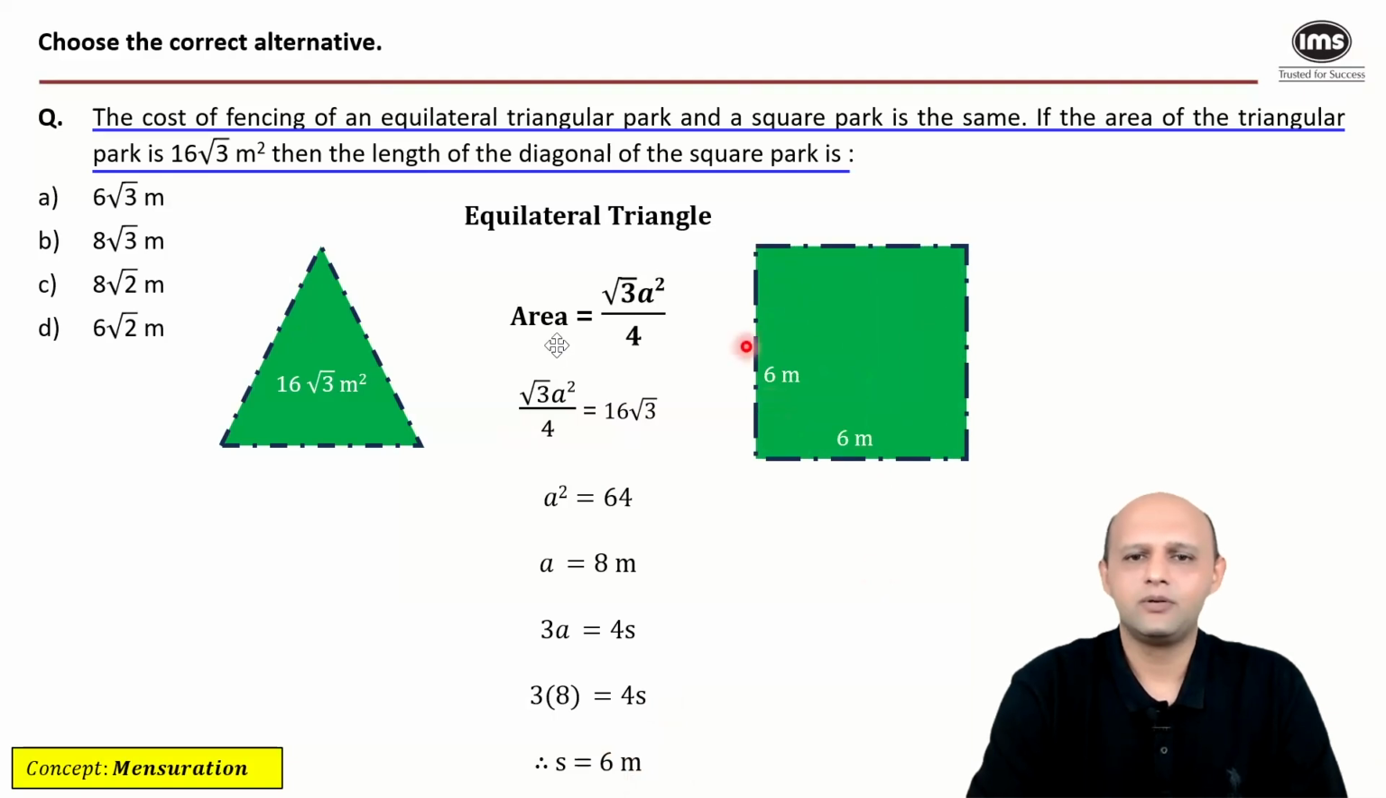What is the length of the diagonal of the square park? It is going to be 6 root 2, because if the square has a side a, the diagonal's length will be root 2 times a. Okay, so this would be 6 root 2. And what's the answer option? Answer is option D.